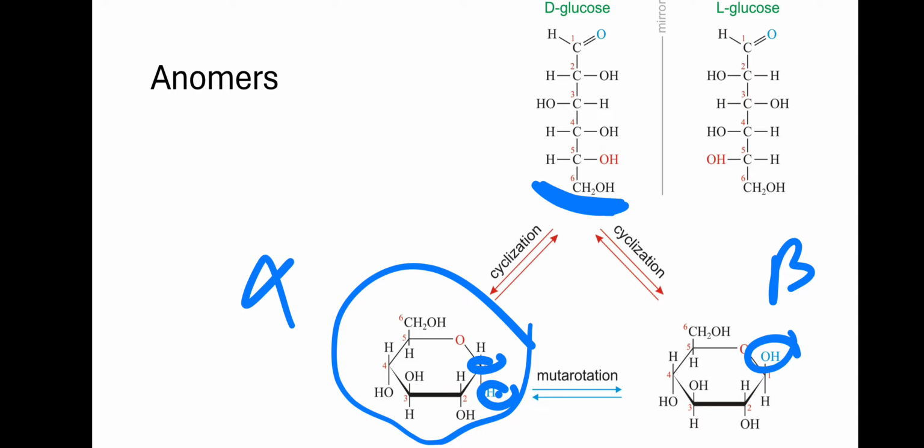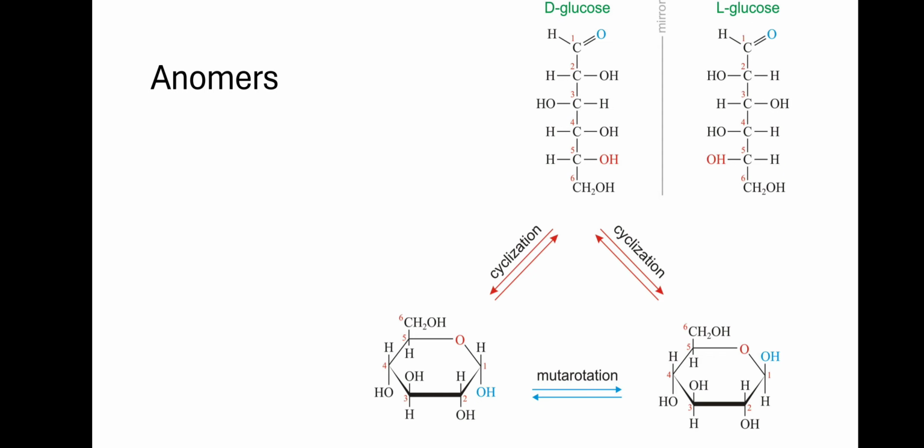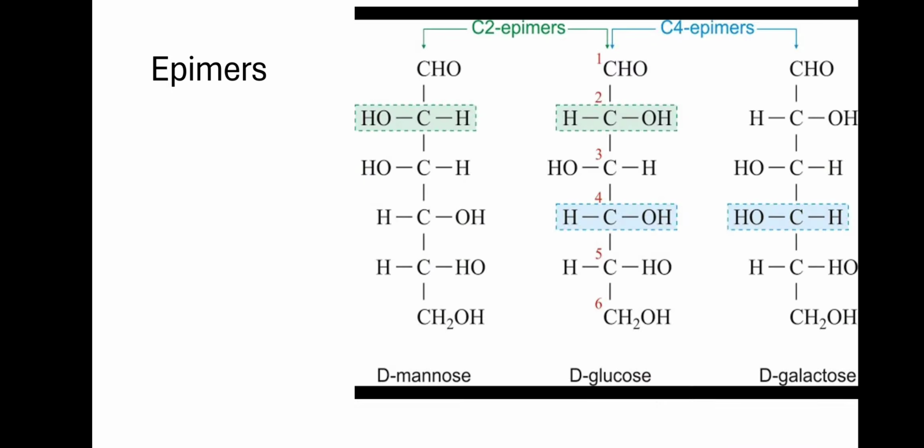Yeah, so alpha, beta. Alpha pointing downwards, beta pointing upwards. So these are what you call anomers. So what are anomers? Anomers are molecules that differ in structure at the anomeric carbon. Who is your anomeric carbon? This is the carbon atom that makes up your carbonyl group, or that participates as your carbonyl group. Yeah, something like that.